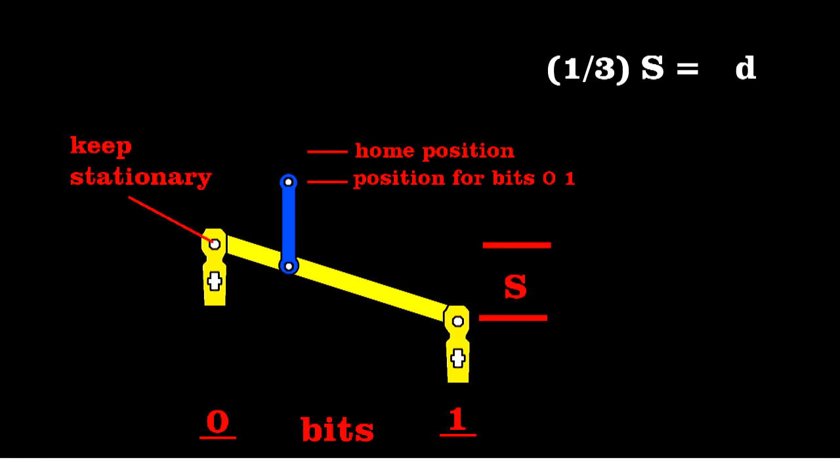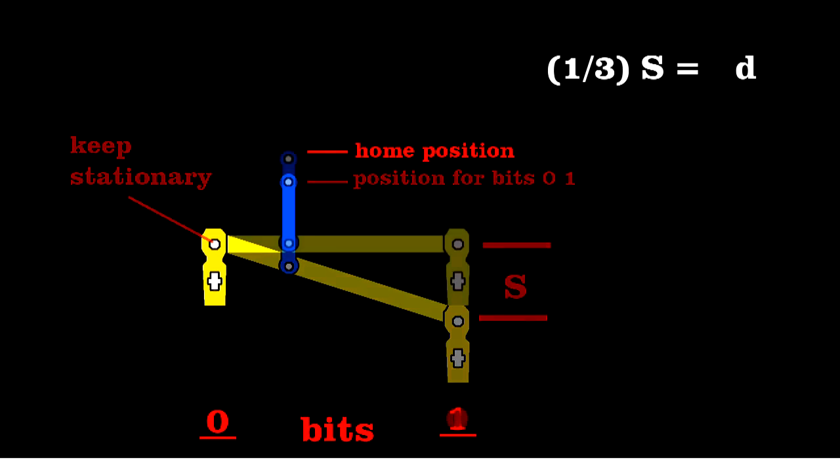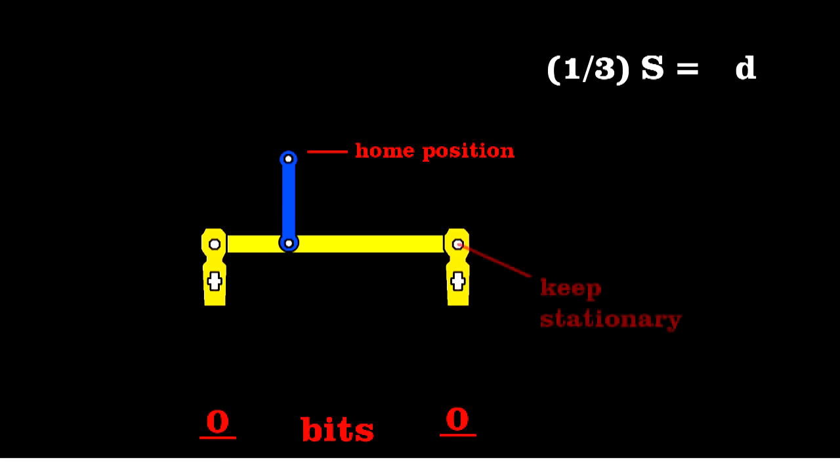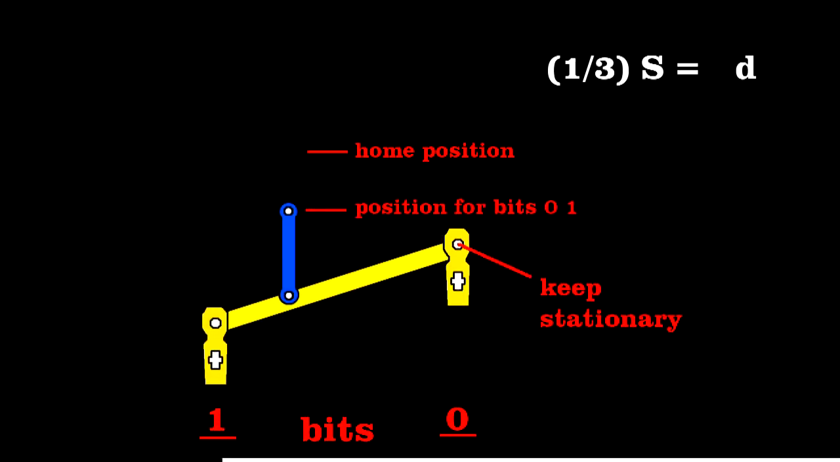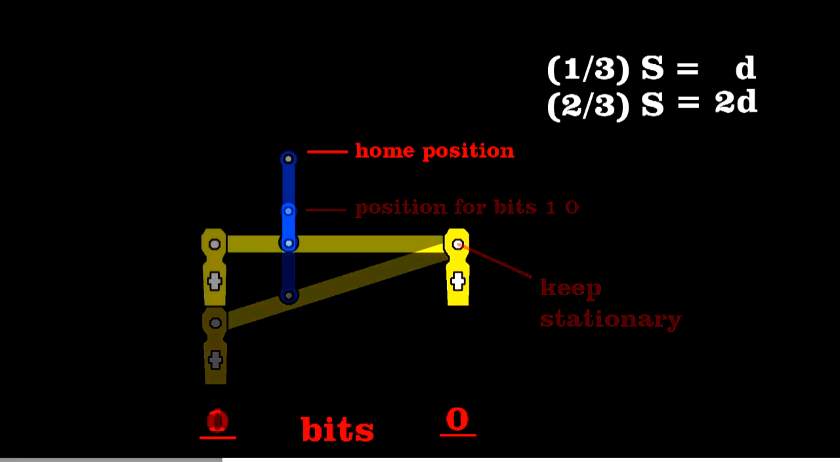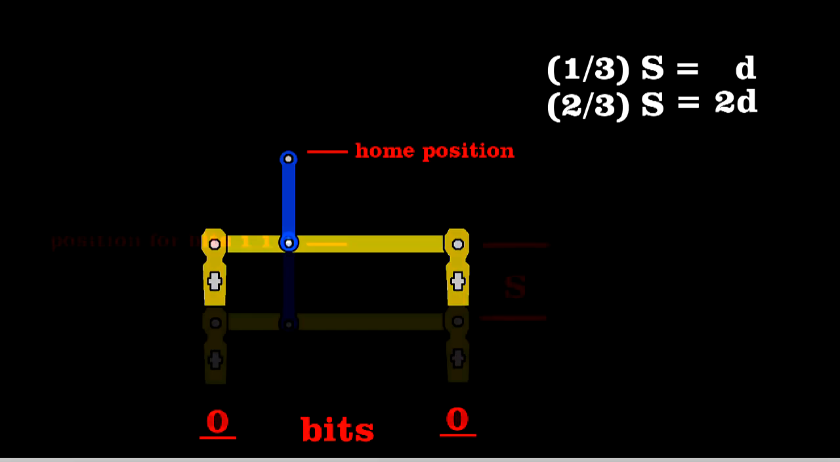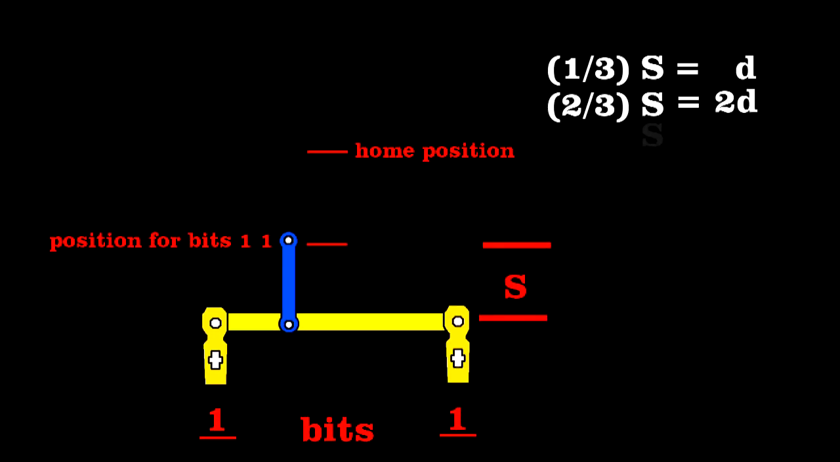That's position 1. To encode bits 1, 0, keep the right pivot fixed and pull on the left tab. You can again find the distance that the blue bar moved using similar triangles. It's 2/3 of the stroke length S, or in our notation, 2D. We'll call that position 2. To encode bits 1, 1, pull both tabs a distance S and you'll move the blue bar by S units, or 3D. And that's position 3.